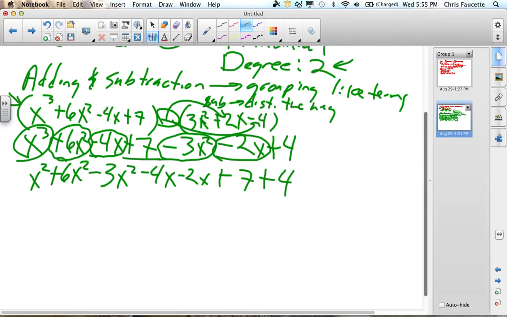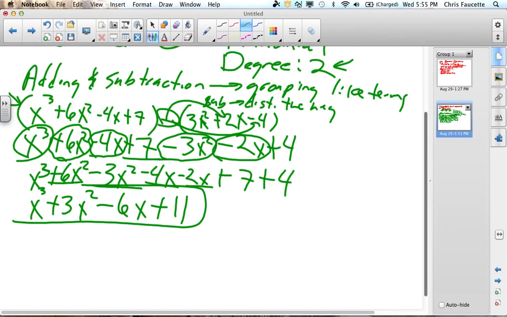Now I combine all my like terms. So I only have 1x cubed. I've got plus 6x squared minus 3x squared. That'll give me plus 3x squared. I've got minus 4x minus 2x, negative 6x, and plus 4 plus 7, plus 11, and there's your answer. This should look pretty familiar to you. The important thing to remember is when you've got subtraction, distribute the negative term into everything behind it.